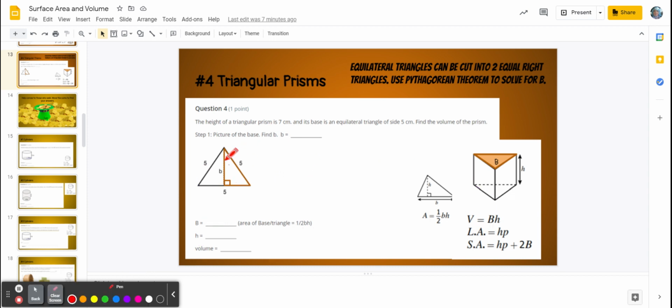So here you need to use the Pythagorean theorem to find the height of the triangle. If you know this whole base is 5, that means this side is 2.5. So if I do a squared plus b squared equals c squared, that's 2.5 squared plus b squared equals 5 squared. So you can find the height here. The first blank is the height of the triangle, which is this. So how would you solve this in the calculator?